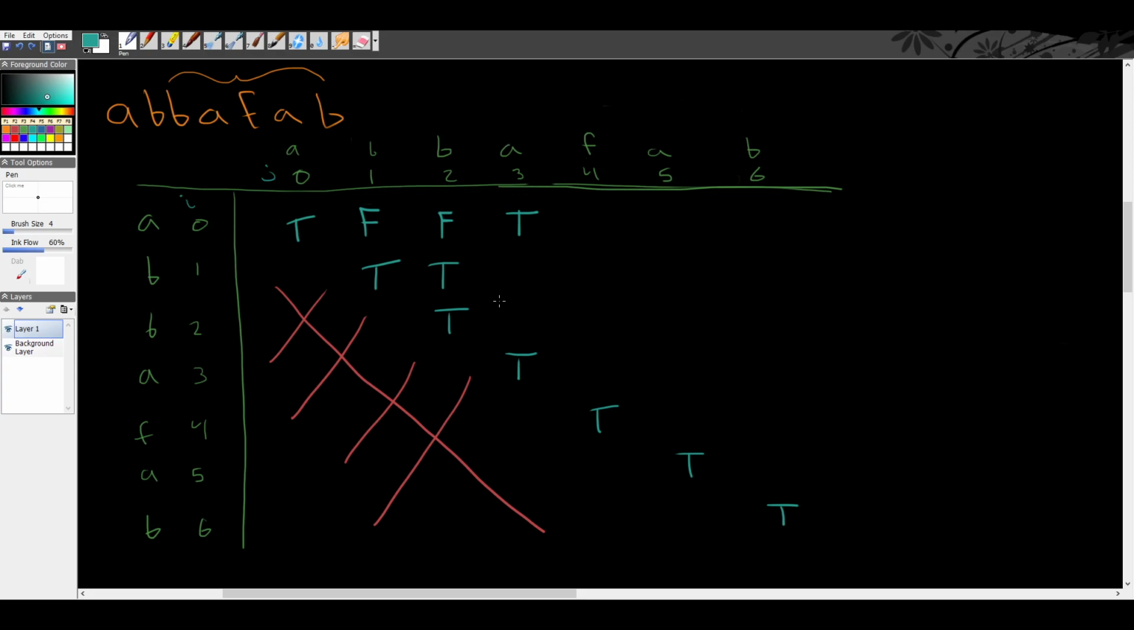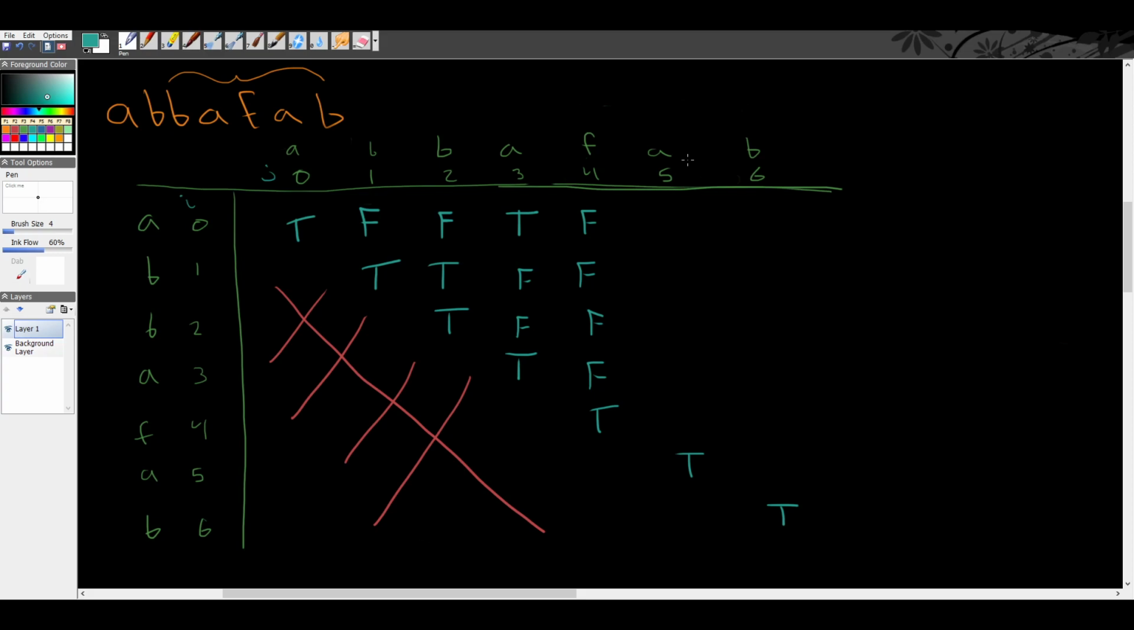Does B equal A? Nope. False. Does B equal A? Nope. False. Done with that column. 2 to 3, B to A, not a palindrome. 0 to 4, does A equal F? Nope. Does B equal F? Nope. Does B equal F? No. Does A equal F? No. That makes sense, right? You can't possibly make a palindrome if we end at position 4 from anything.